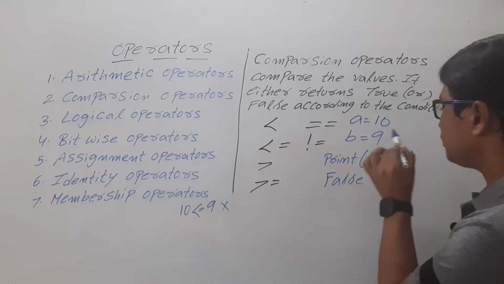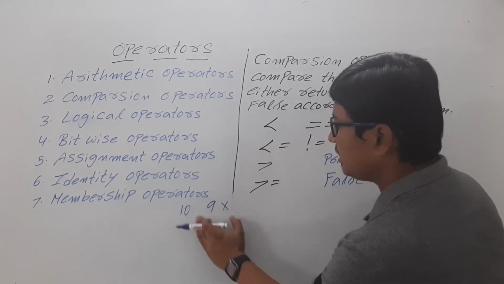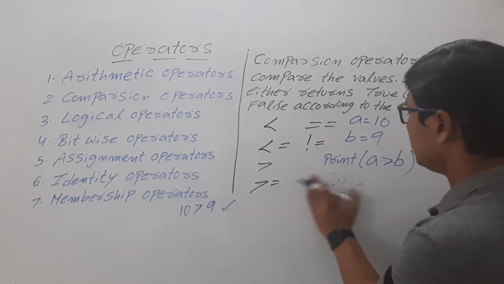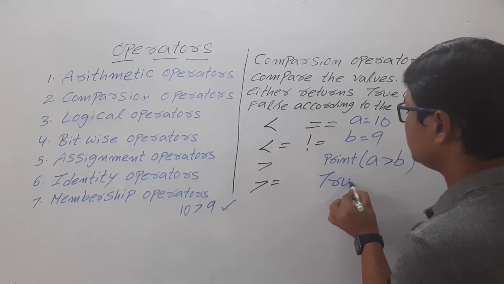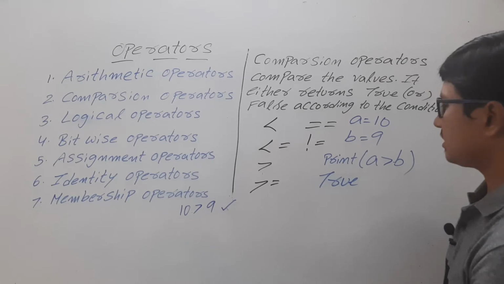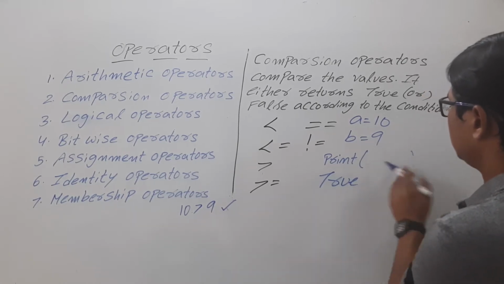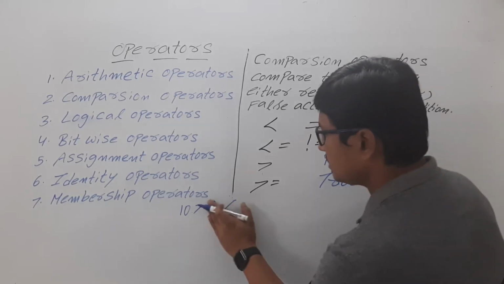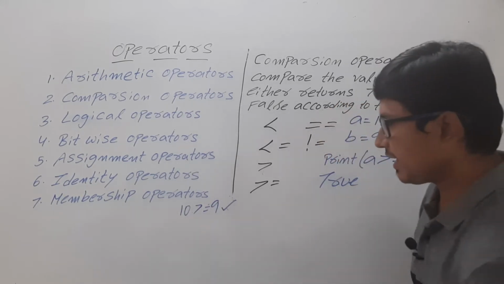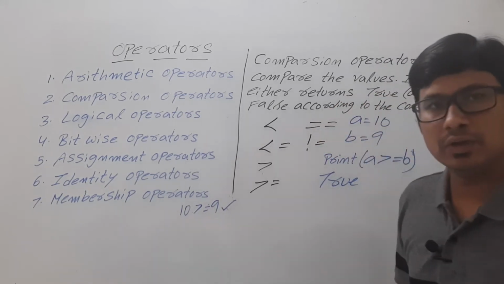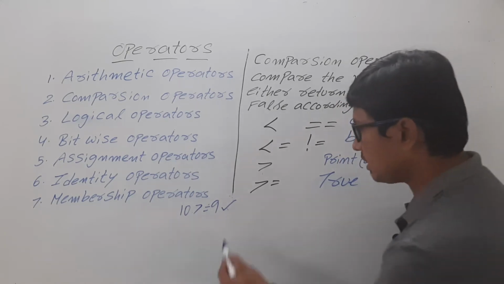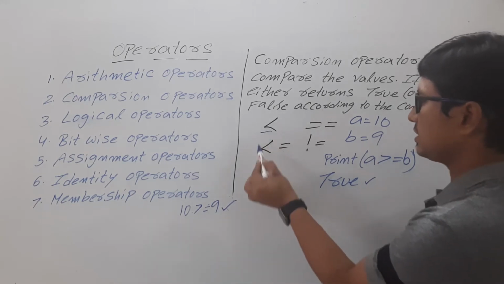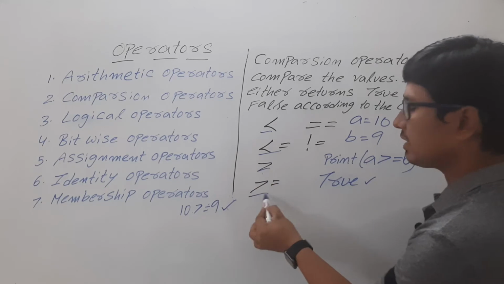Similarly, greater than. Now check it. a is greater than b. Now 10 is greater than 9, yes or no? Yes, 10 is greater than 9. So it will print the value true. Now let's take a greater than or equal to b. Check it. 10 is greater than or equal to 9. First we check 10 is greater than 9. Yes. 10 is equal to 9? Wrong. But 10 is greater than 9, so this condition is true. So it will print the value true for you. Is it clear? So this is about less than or equal to, greater than or equal to.